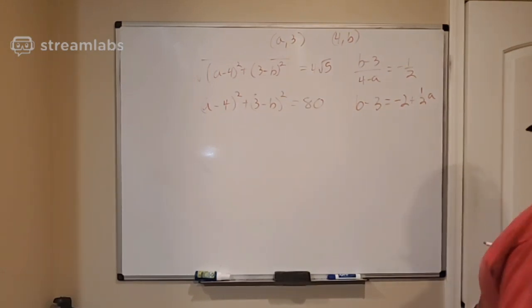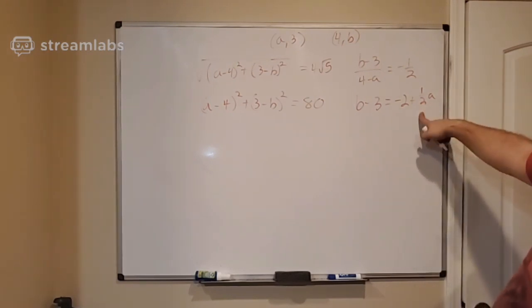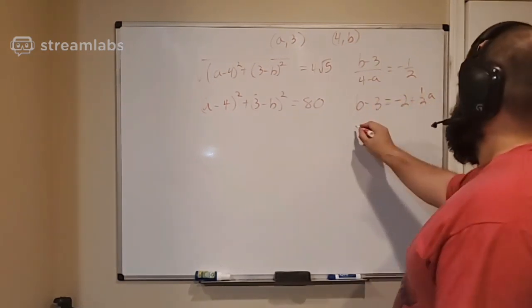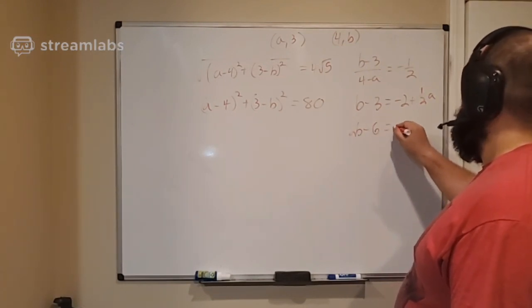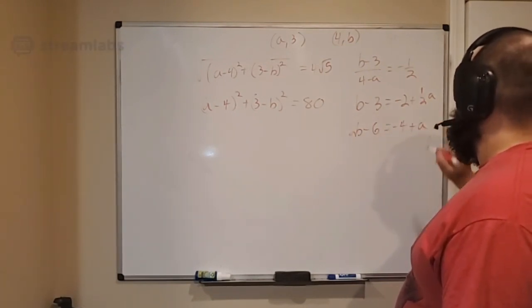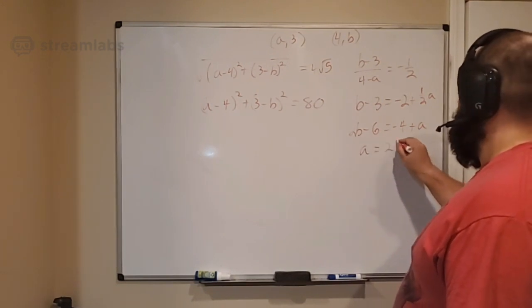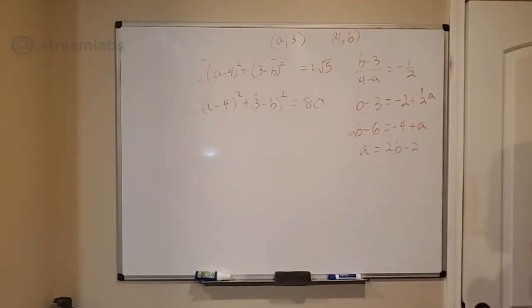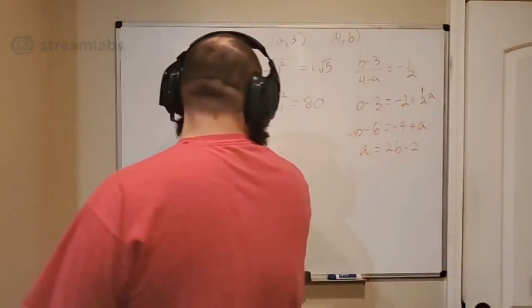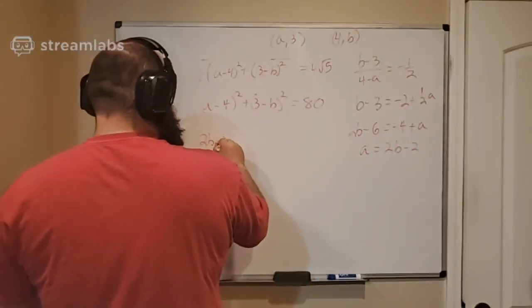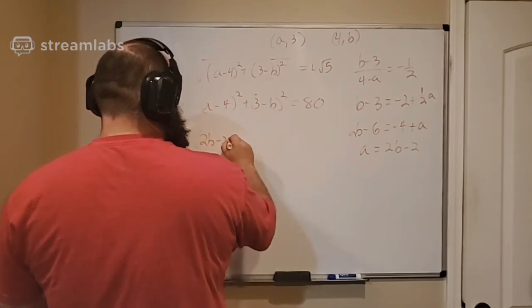To avoid fractions, I'm going to multiply this by 2 and then substitute in for A. So 2B minus 6 equals negative 4 plus A. A is equal to 2B minus 2. That's going to be your easiest way of doing this and not having any fractions. If you do it any other way, for the most part, you're going to have fractions. So I would do that and then plug in here. So I get 2B minus 2 minus 4 squared plus 3 minus B squared.